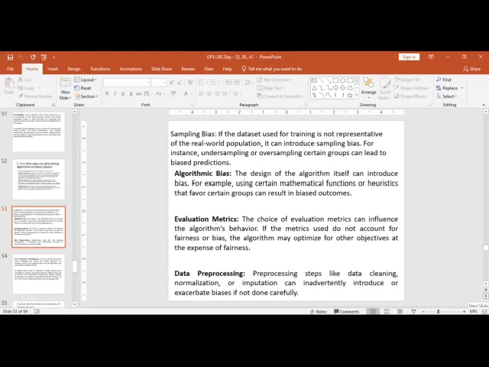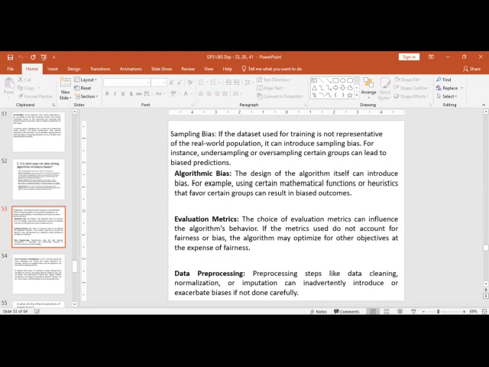Sampling bias. If the data set used for training is not representative of the population, it can introduce sampling bias. For instance, undersampling or oversampling certain groups can lead to biased predictions. Algorithmic bias. The design of the algorithm itself can introduce bias, for example, using certain mathematical functions or heuristics that favor certain groups can result in biased outcomes.